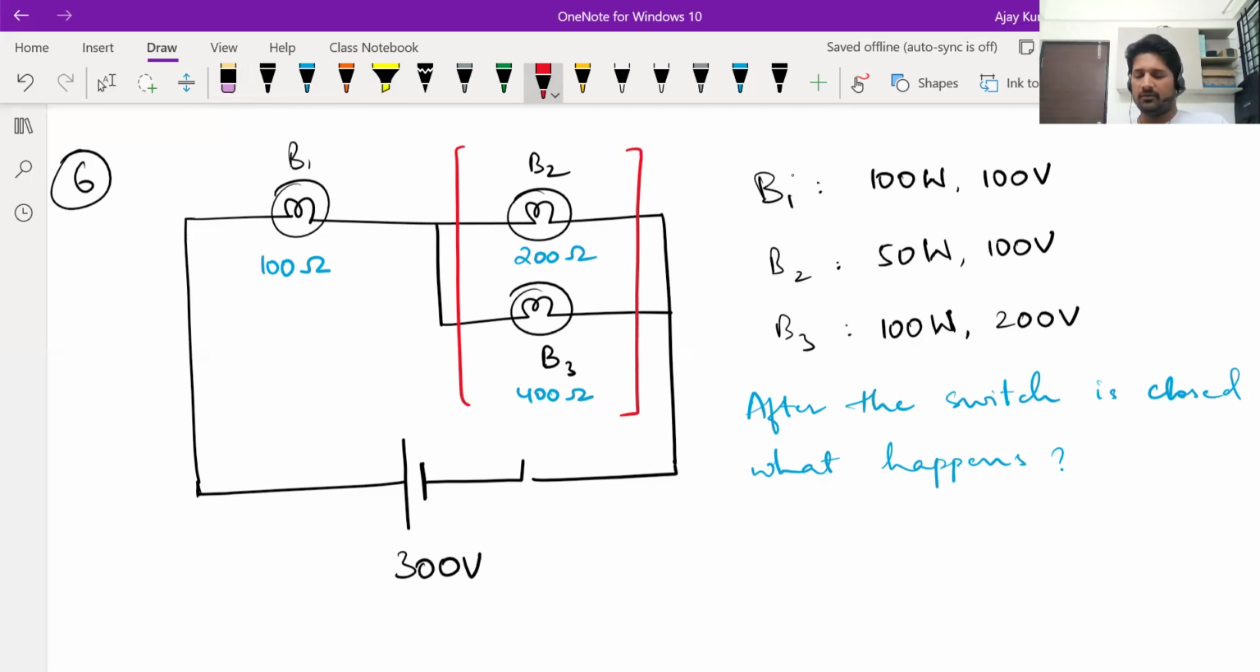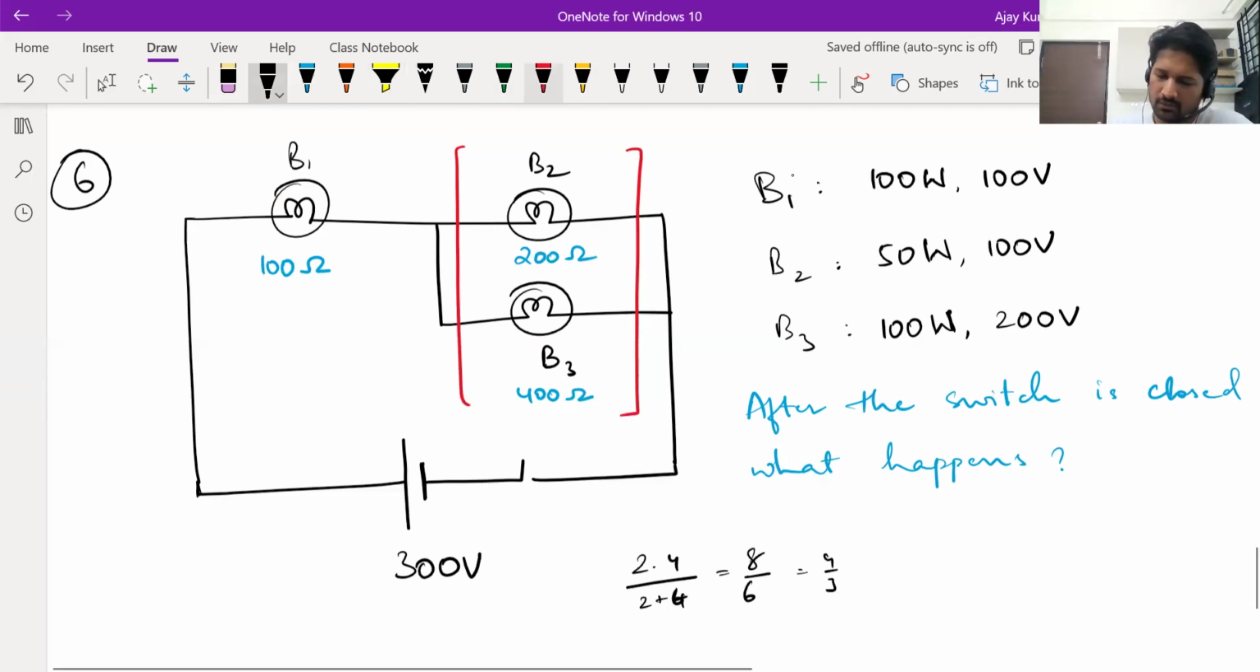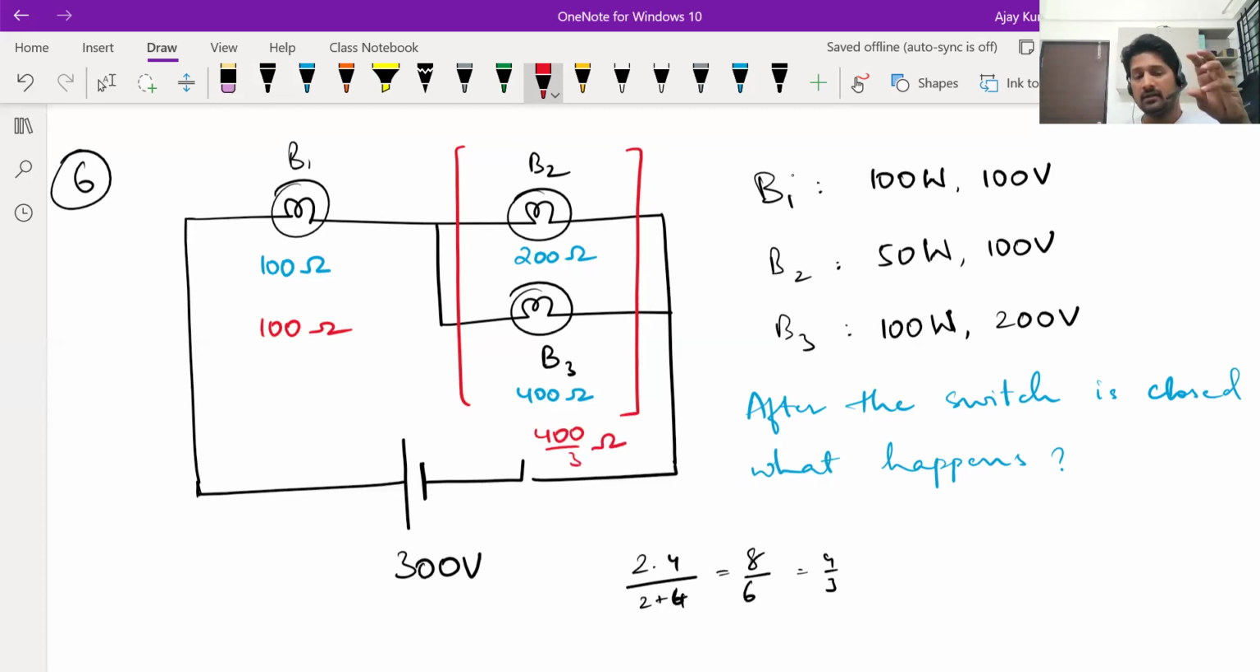two resistors in parallel. You can use R1 R2 by R1 plus R2. 200 times 400 by 600, that is 8 by 6, 4 by 3, 400 by 3. So one resistance is 100 ohms. The resistance of the combination of B2 and B3 is 400 by 3 ohms. Okay. 100 ohms and 400 by 3, they are in series, and that series is connected to the battery.